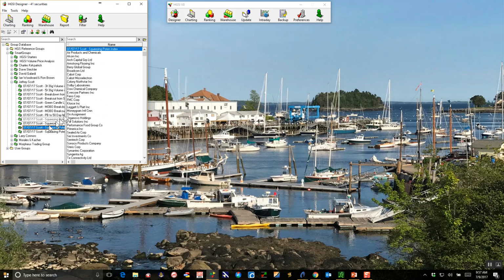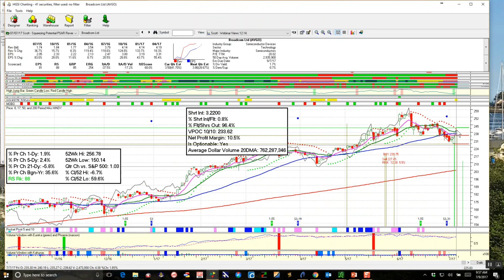And this is my other favorite place to go looking. And we talked about Broadcom. This is looking for stocks that are squeezing, meaning they're basing most likely, and the price is sitting right below. These are lines that I made that have no meaning. Sitting right below the PSAR dot.